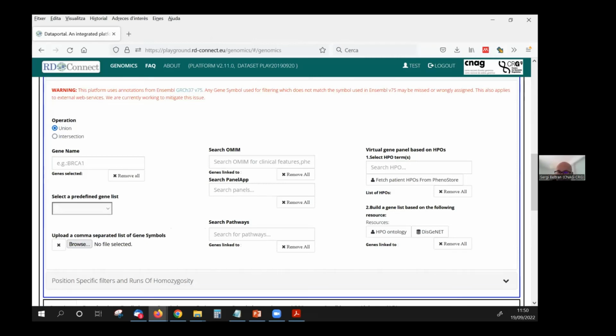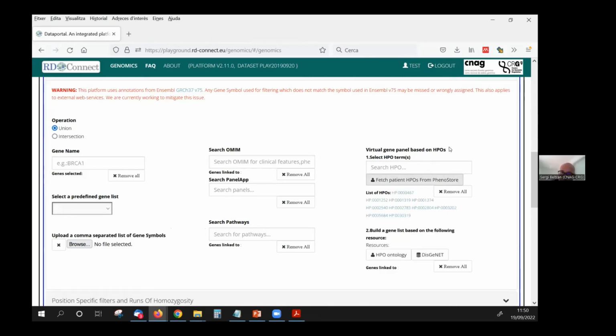Okay, and what I'm going to do is use DGNet for that, and you will see DGNet a bit more later. But first thing I'm going to do is fetch the human phenotype ontologies, the HPOs, from PhenoStore. I will show you these afterwards at the end of the demo. But I basically collected the phenotypic traits, the symptoms from this patient from the database integrated within the GPAP.